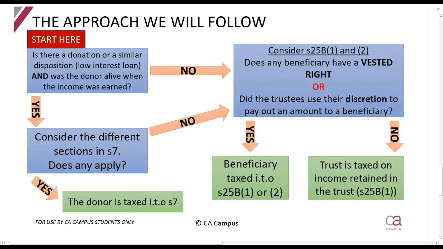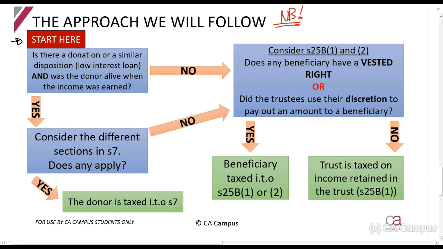So this is the approach that we will follow, and this is the most important slide for me up to this point in time that you've seen in trusts. When I talk about the approach we will follow, this is the approach. Now guys, this is how the approach will follow. We're going to start here.